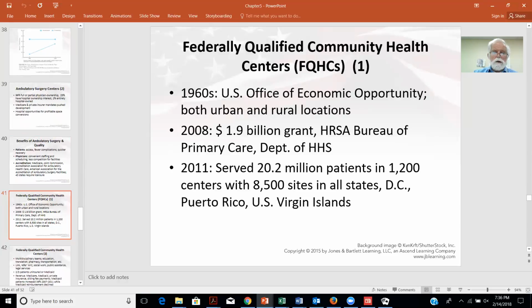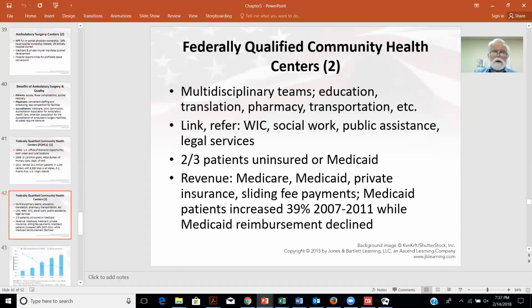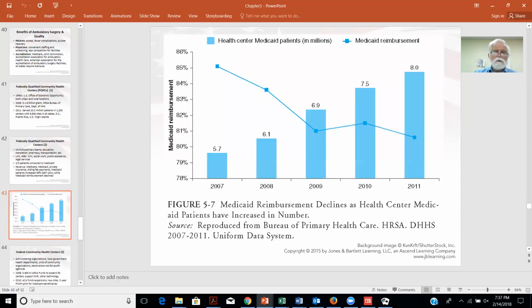Federally qualified community health centers, we have them everywhere. There's a lot of those in the country. Again, there's a lot here. They do a lot of women, infants, and children, and do social work, public assistance. Many, unfortunately, of these patients are uninsured or Medicaid, so there's a cost issue.